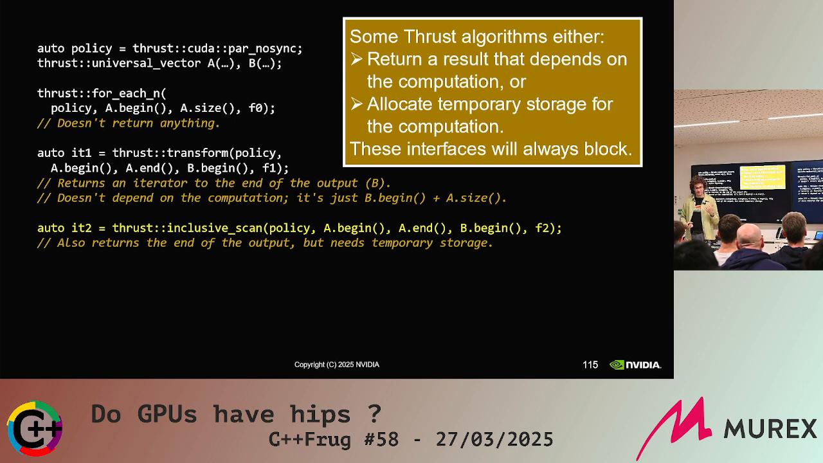So for example, consider inclusive_scan. It returns an iterator to the end of the output. This doesn't depend on the computation, so we can just compute it beforehand by incrementing the output iterator by the size of the input. Thrust assumes you've always got a random access iterator, so it's fine to do that. However, unlike for_each and transform, scan algorithms require temporary storage, and Thrust has to allocate and deallocate this storage before the algorithm returns, and the deallocation of that storage will block today, even with the par_nosync policy.